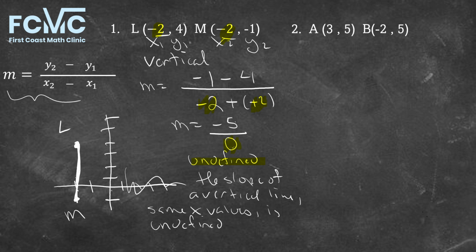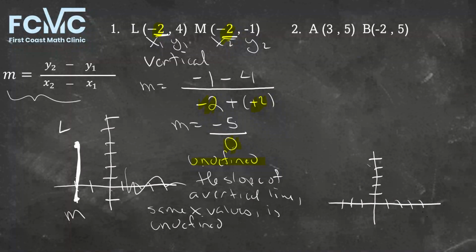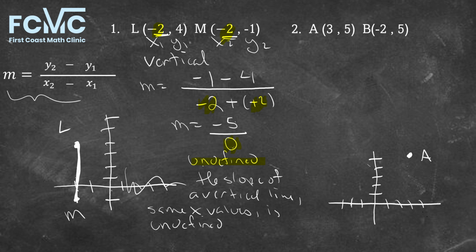So if we see a set of points that we're looking for the slope of, and we have the same x values, we know that's going to give us a vertical line, and we know our slope is going to be undefined. So let's look at number 2, and let's graph this. Draw our graph over here. So A is 3, 5: 1, 2, 3, up 1, 2, 3, 4, 5. And then B is negative 2, 5. So over 2, negative 2, up 5. So right here, again, it's just a rough picture of what our graph looks like.